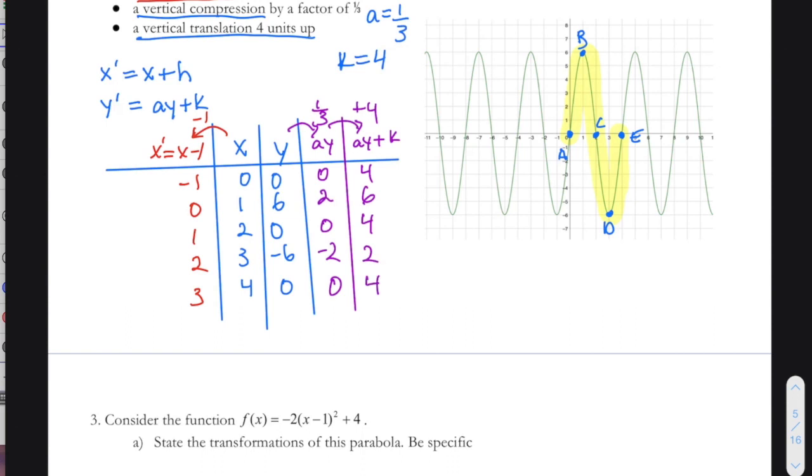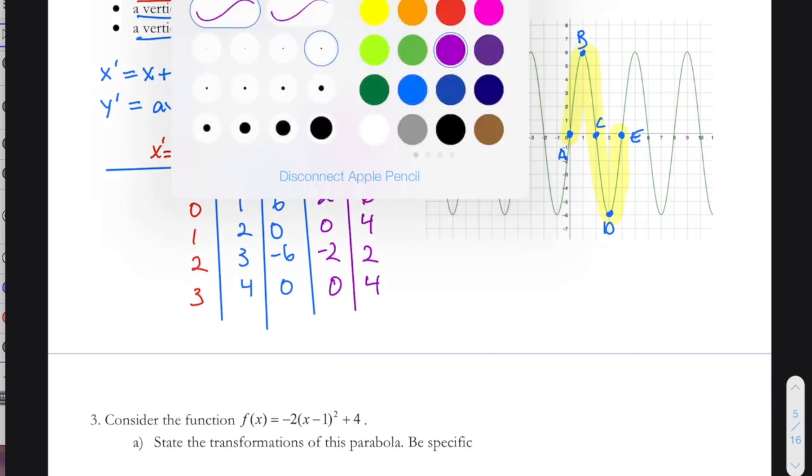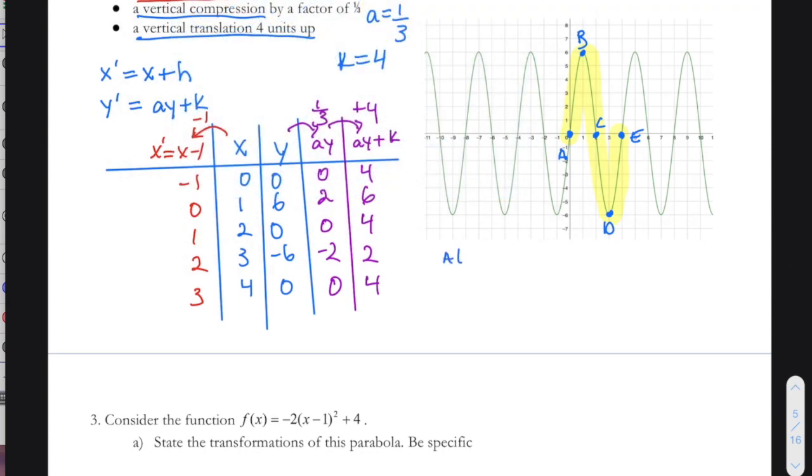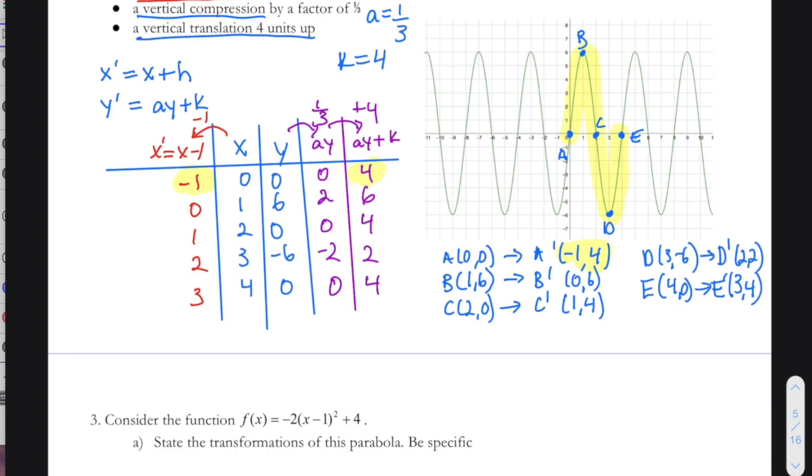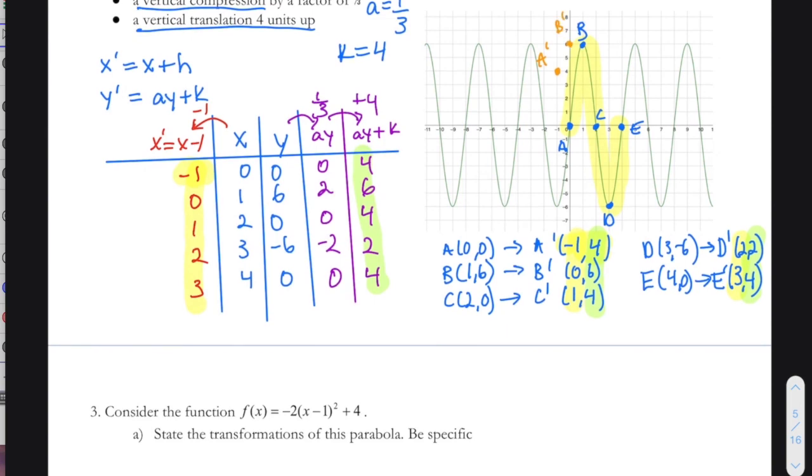Okay, so now what I can say is that in the end, I know my A value, 0, 0, has translated to A prime, which is -1, 4, which I'm getting from here and here. So there you have it, 5-point mapping, and then we can extend from there.